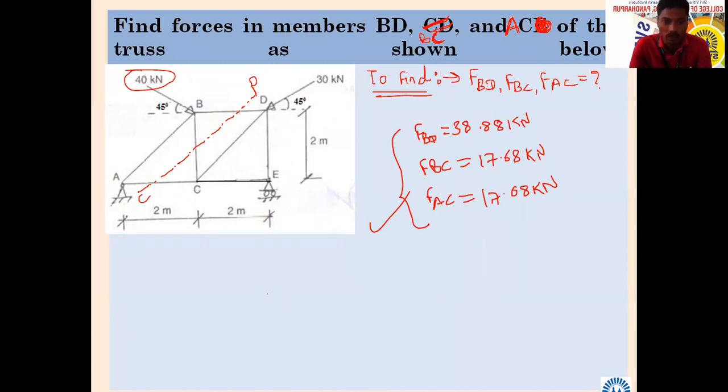So once we pass the cutting plane, we should pass it in such a way that... what care do we have to take while passing the cutting plane? Whenever we want to pass a cutting plane through the truss, what care should we take?